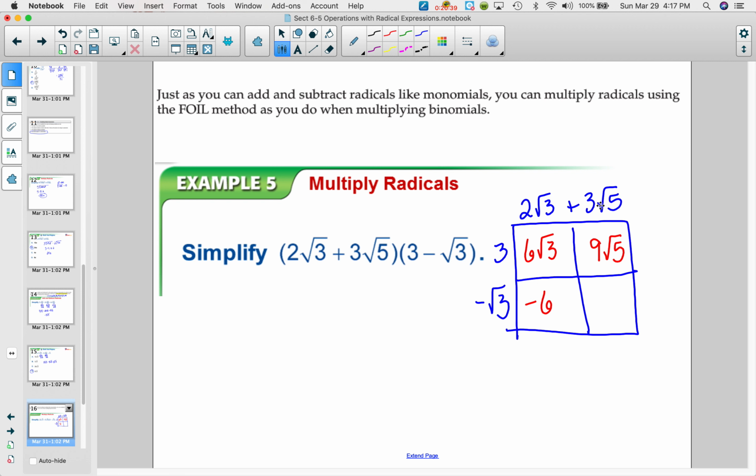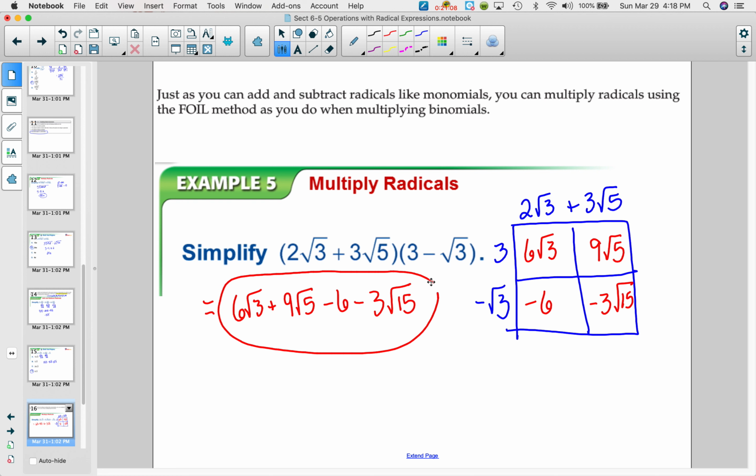And then for the last one, I'm going to get a negative because one of them's negative. There's only one whole number there. Square root of 3 times the square root of 5 is the square root of 15. My answer, notice that none of them are like terms, and I can't make them like terms. So I get 6 root 3 plus 9 root 5 minus 6 minus 3 root 15, and there is nothing I can do to simplify it. That's what I get when I multiply them out.